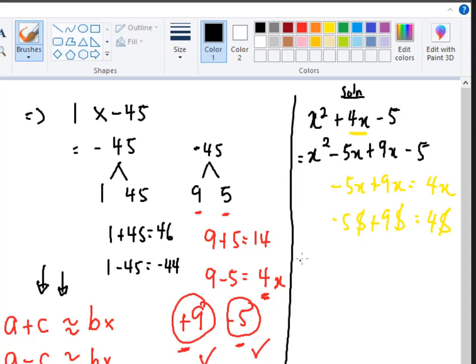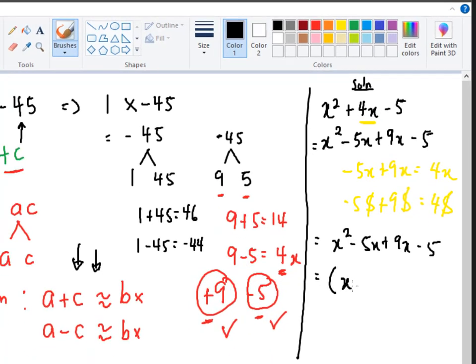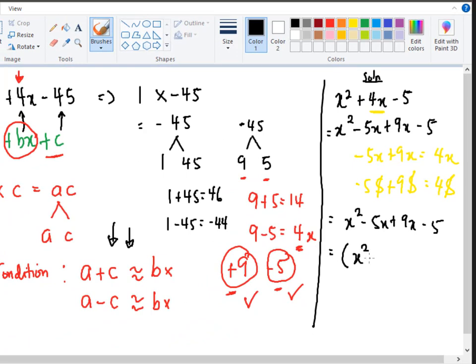So let's move on. We have x squared minus 5x plus 9x minus 45. From here, the next thing is to put them in brackets. So you open brackets: x squared minus 5x in one bracket, and the plus sign will be there. Then we have 9x minus 45 also in brackets.